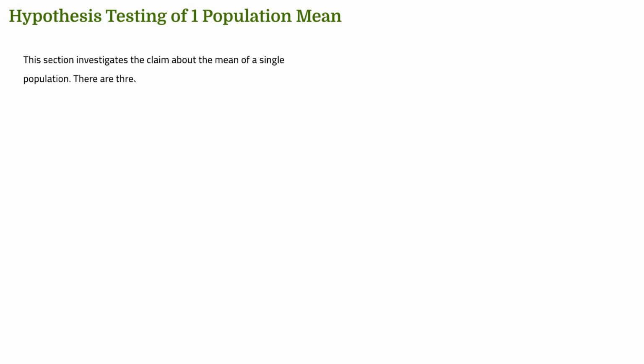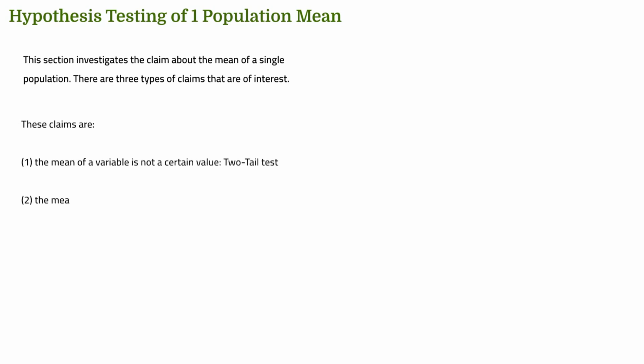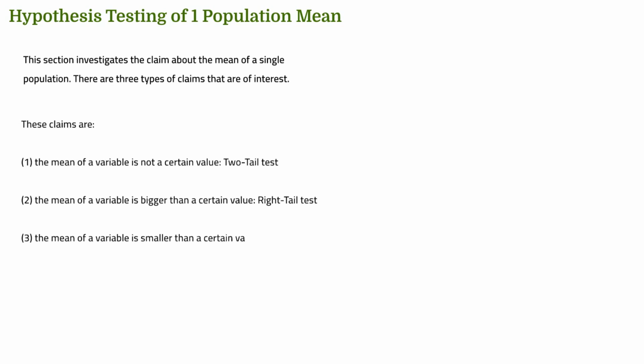Hypothesis testing of one population mean. This section investigates the claim about the mean of a single population. These are 3 types of claims that are of interest. These claims are: 1, the mean of a variable is not a certain value. This is two-tailed test. 2, the mean of a variable is bigger than a certain value. It is right-tailed test. 3, the mean of a variable is smaller than a certain value, or left tail test.